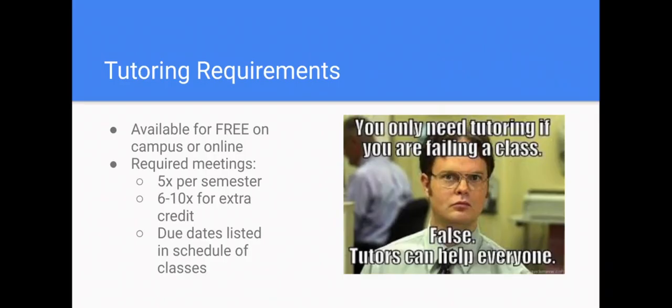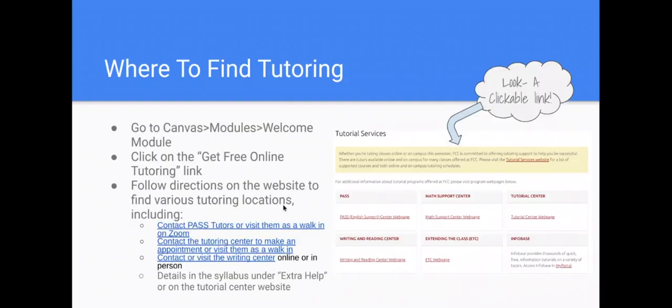All right. So tutoring requirements for our class. Tutoring is available for free both on campus and online. You need to go to tutoring at least 5 times per semester, but if you go additional times beyond that, numbers 6 through 10 in terms of your tutoring meetings will count for extra credit. Due dates are listed in the schedule of classes, so you'll need to take a look at your due dates and then plan your tutoring meetings so that you have time to attend the tutoring meeting and then fill out a reflection about that meeting before or by that due date. So plan ahead for that. Make sure that you make some room for tutoring.